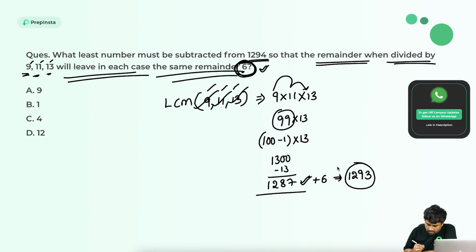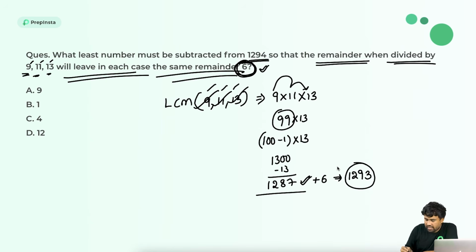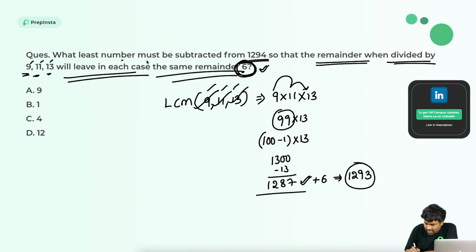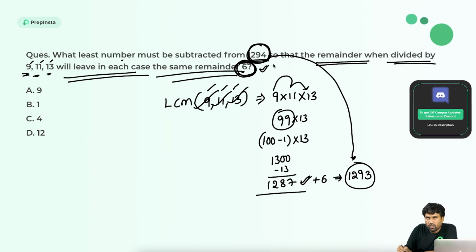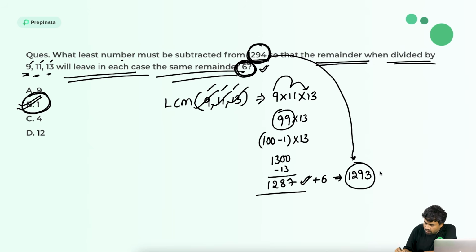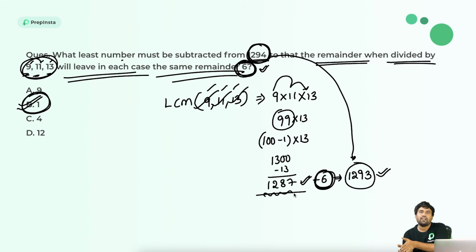1293. So according to the problem, he is saying what is the least number that must be subtracted from 1294 so that it becomes 1293. So in order to make 1294 as 1293, we have to subtract 1 only. And this number is divided by these 3 numbers and always leaves the remainder 6. Why? Because 1287 is divided by these numbers exactly, and always 6 is the remainder.